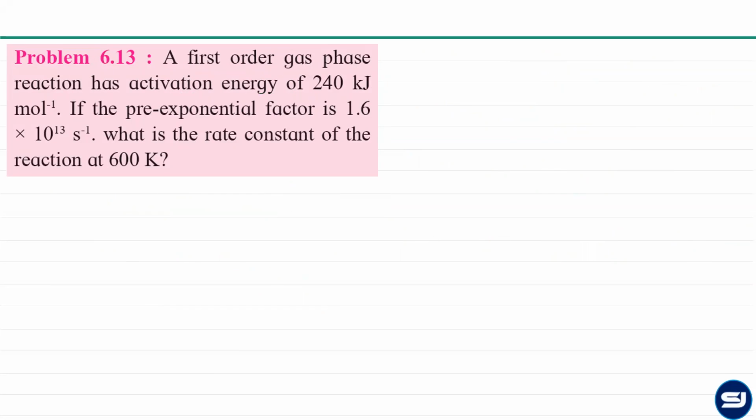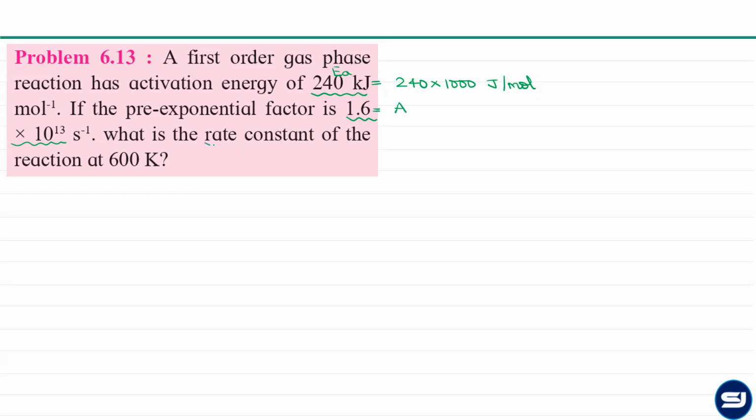Understood. Up next, a first order gas phase reaction has activation energy Ea given. Look, the unit is kilojoule per mole, but the standard unit is joule per mole. So the value to be substituted would be 240 into 10 raised to 3, that is 1000. Now the pre-exponential factor A is given. What is the pre-exponential factor? I said the pre-exponential factor A has three names: Arrhenius factor, pre-exponential factor, and frequency factor. So this is the value of A.